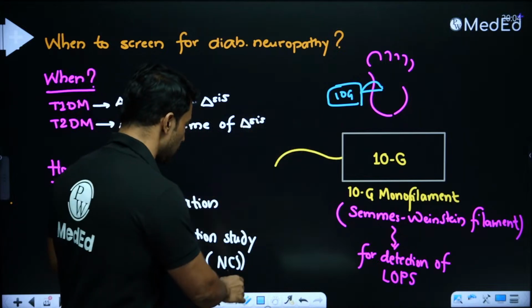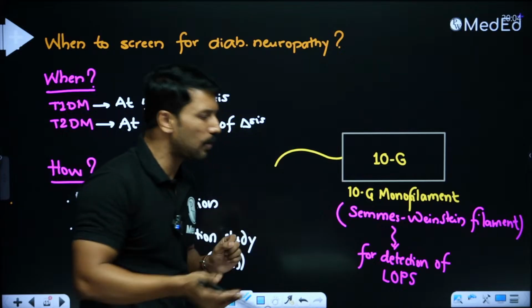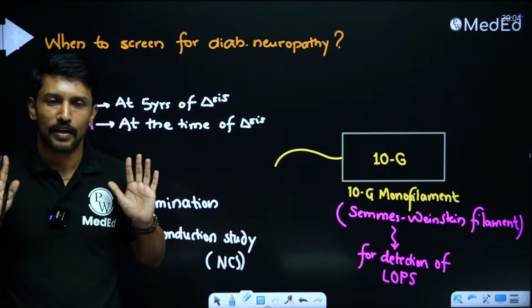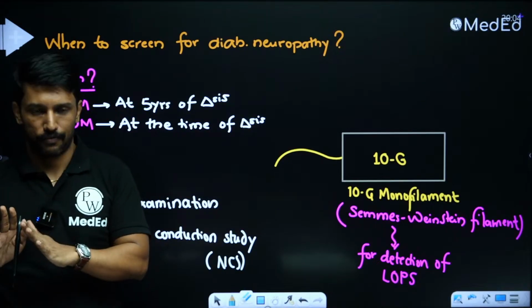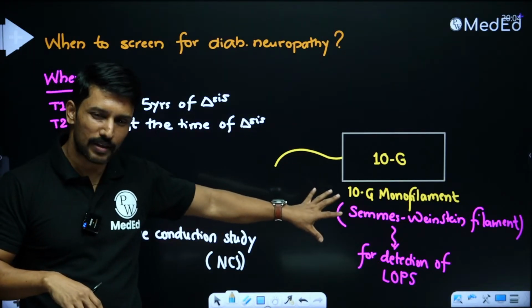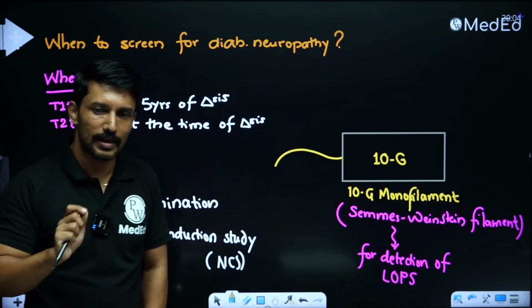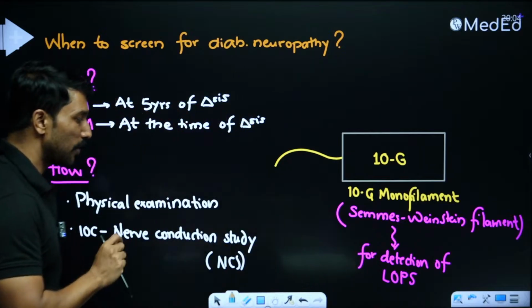It is not the screening test for neuropathy. You may have neuropathy but you may still not have lost the sensation to the point where आपको 10 ग्राम का प्रेशर फील नहीं होगा. So as long as you can feel this 10 gram pressure, your limb is safe. But once you are not able to feel this 10 gram pressure, your limb is not safe from the injuries. You will not be feeling those injuries, right? So this is used for detection of loss of protective sensation.